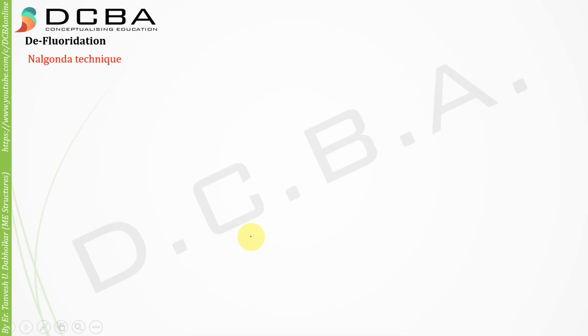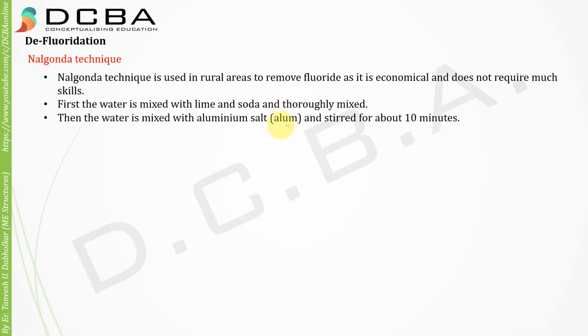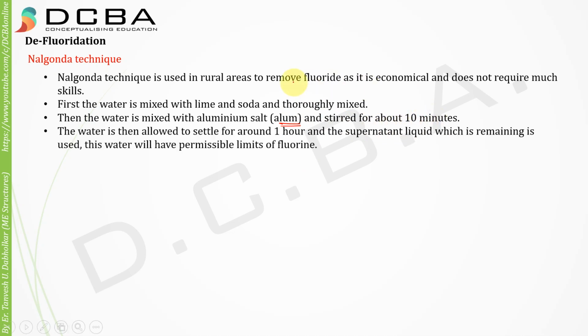Next is the Nalgonda technique. The Nalgonda technique is used in rural areas to remove fluoride, as it is economical and does not require much skill. First, the water is mixed with lime and soda and thoroughly mixed. Then the water is mixed with aluminium salt, or what we call alum, which is widely found in stores, and stirred for about 10 minutes. The water is then allowed to settle for around 1 hour and the supernatant liquid which remains is used. Whatever has settled is left aside, and the liquid above is used, which will be without fluorine content.